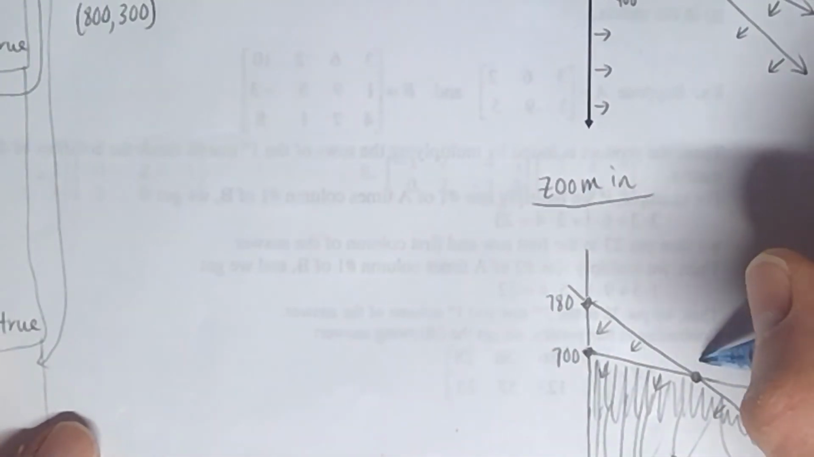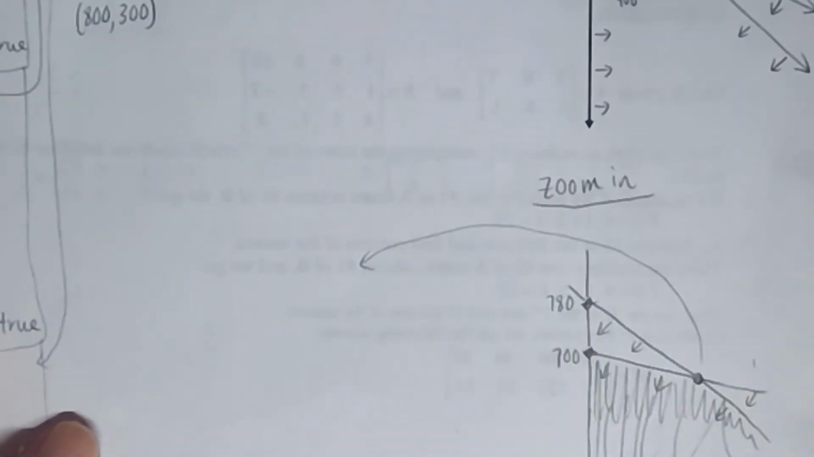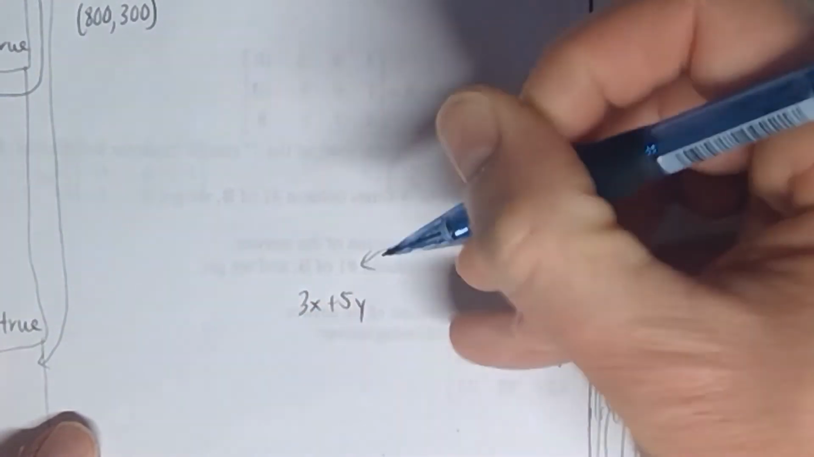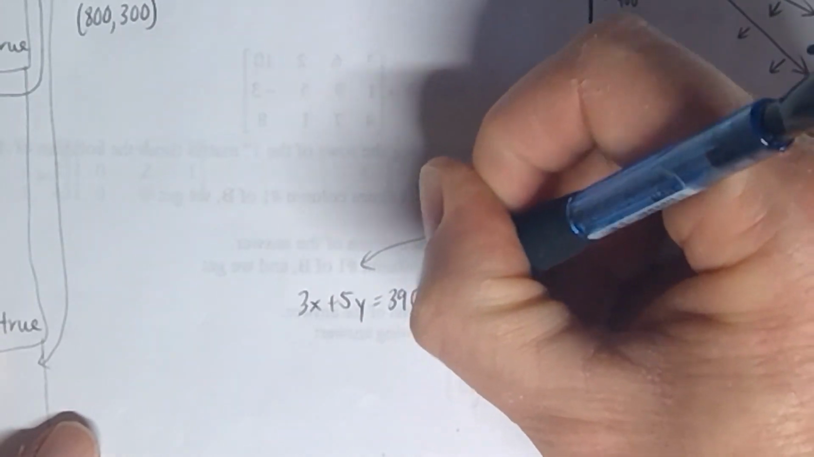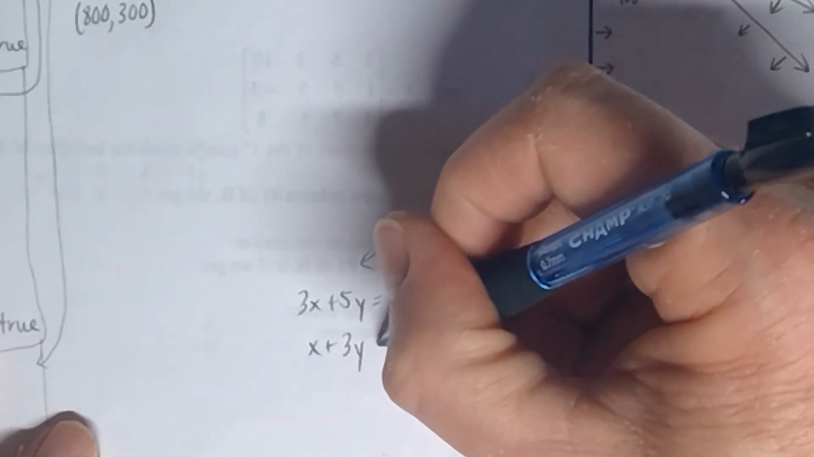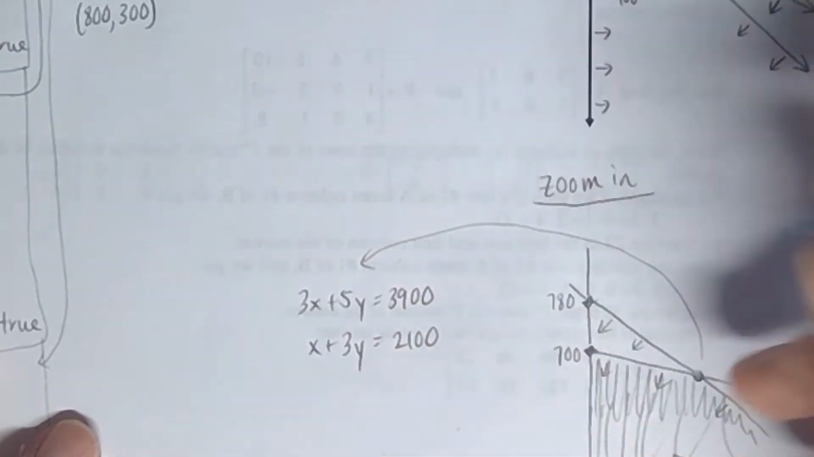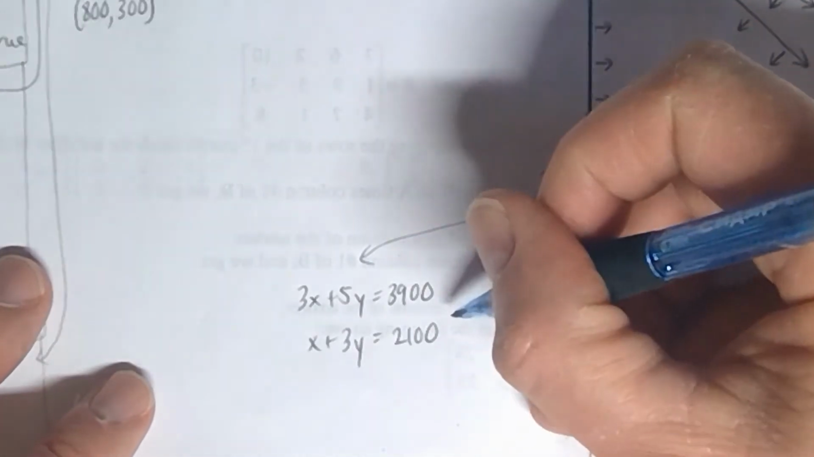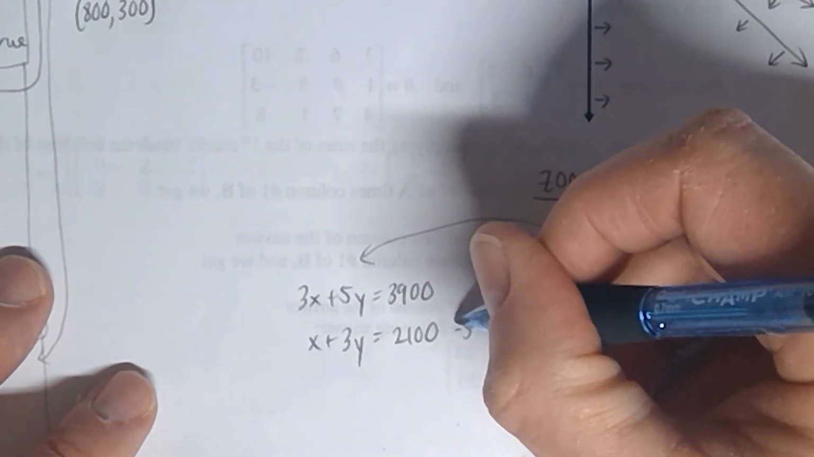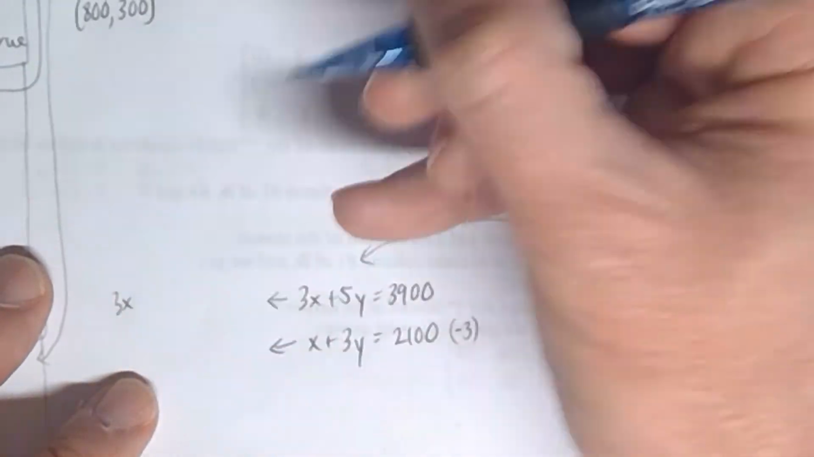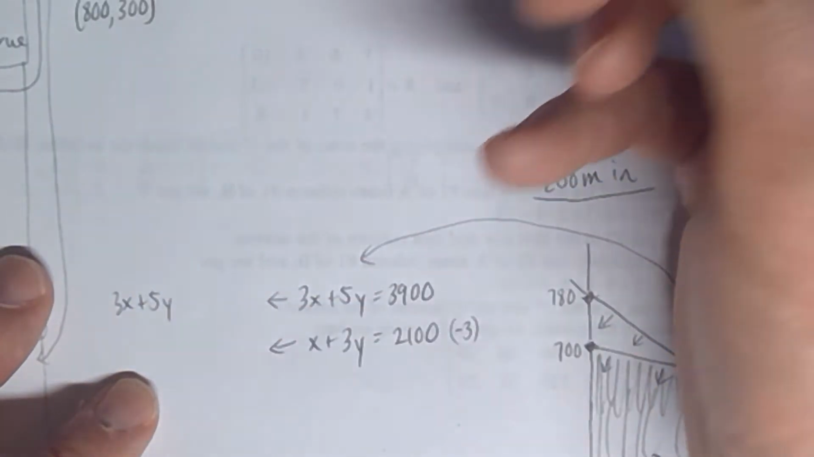Let me just bring that over here. So we got 3x plus 5y equal to 3,900, and x plus 3y equal to 2,100. Okay. I'm going to go ahead and do elimination again. Why not? I'll multiply this one by negative 3. Okay, and then add it to the other one. But you could do substitution. Substitution is not that hard on this one.